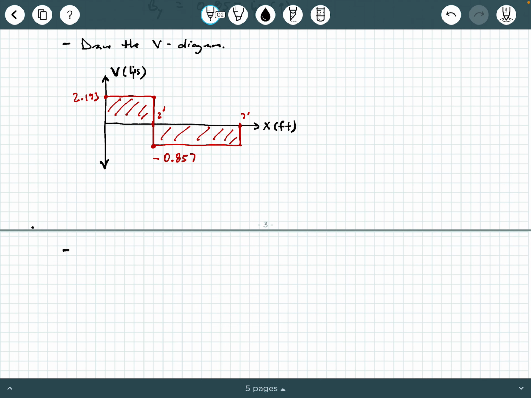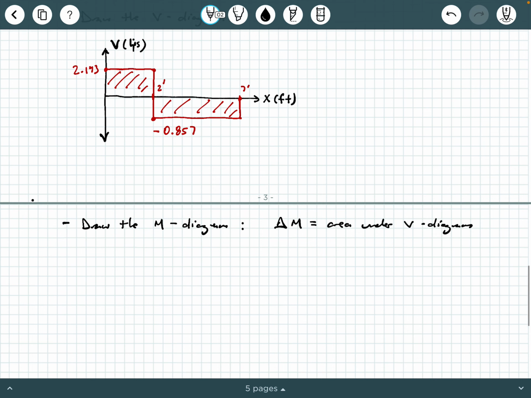We're going to say, next step, draw the M diagram, okay? So remember, the change in moment is the area under the shear diagram. So if we think of this as the area under the shear diagram, then what we have here is these rectangular areas. And so I'm going to go ahead and draw my set of axes here. And this is moment in kip feet. There's my x-axis in feet.